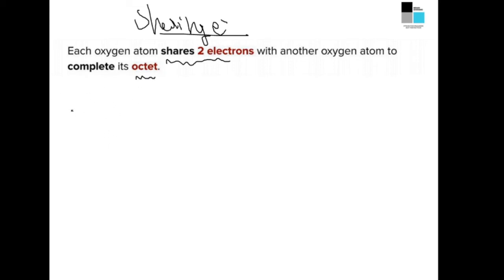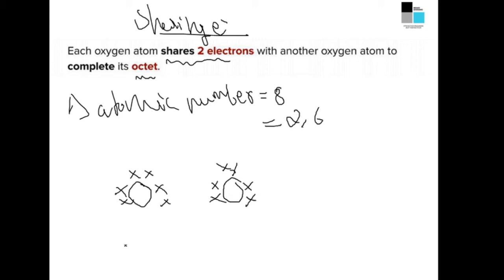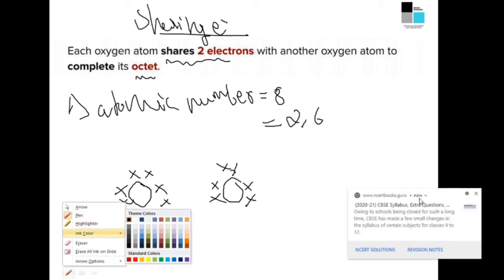Let us first write the atomic number. The atomic number of oxygen is 8. So its electronic configuration is 2, 6. So how many electrons are there in its outermost shell? So one oxygen's outermost shell would have 6 electrons, right? 1, 2, 3, 1, 2, 3, 4, 5, 6. Similarly, the other one would also have 6 electrons. Either you can draw cross or dot, okay? It's not a problem over there.